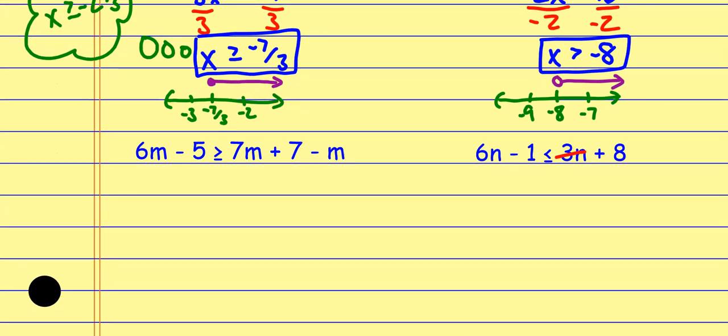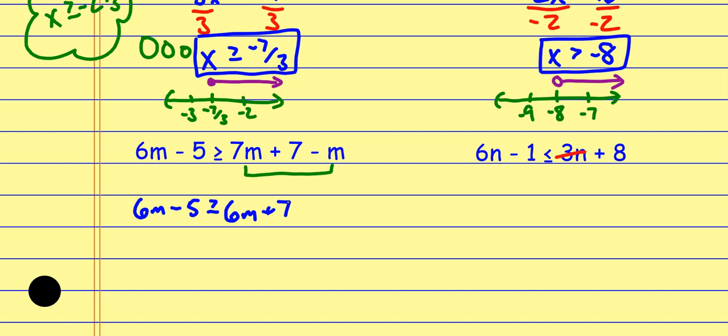If I look at something like this guy, again, think about equations. If this was an equal sign, I would deal with the variables first. I would simplify and then solve. So I simplify by combining like terms. And again, you have to have them on the same side in order to combine like terms. So I can't combine the 6m with anything. But these guys, since they're on the same side, I can combine the 7m and the minus m. So I get this, 6m minus 5 greater than or equal to 6m plus 7.